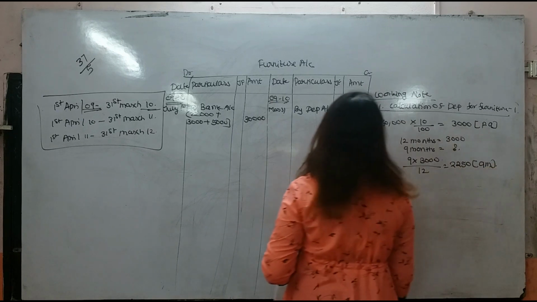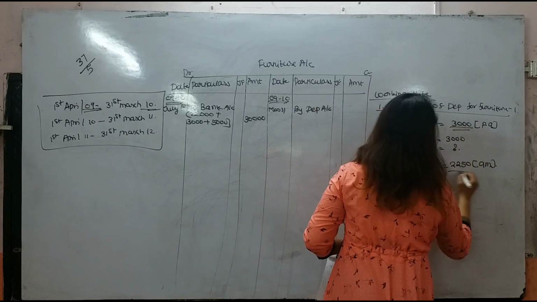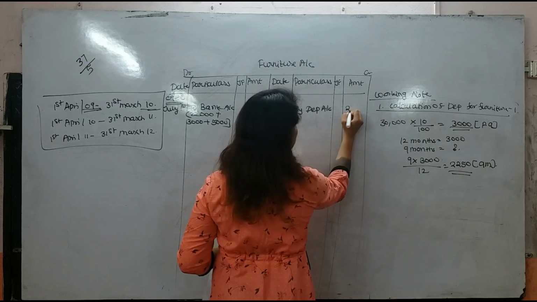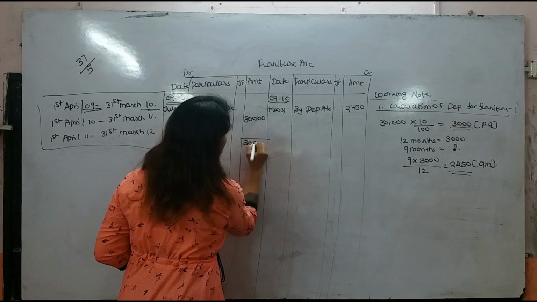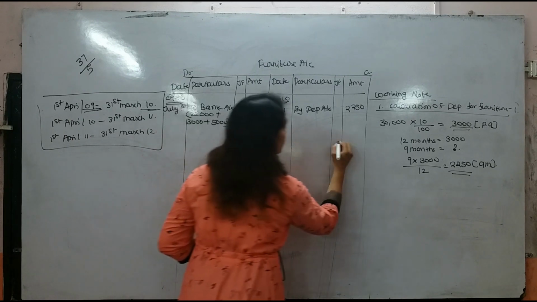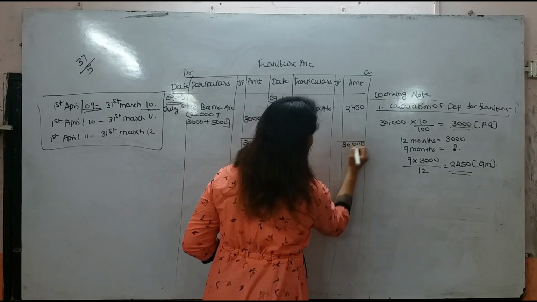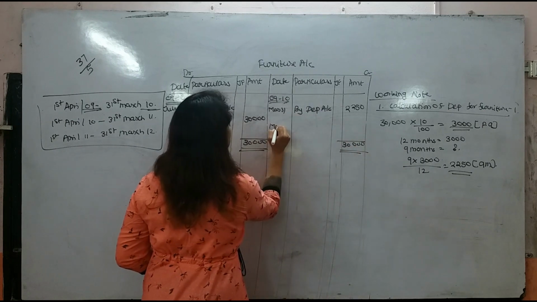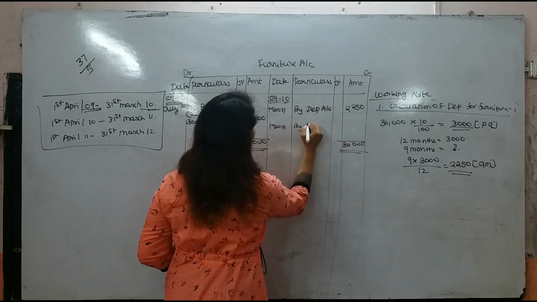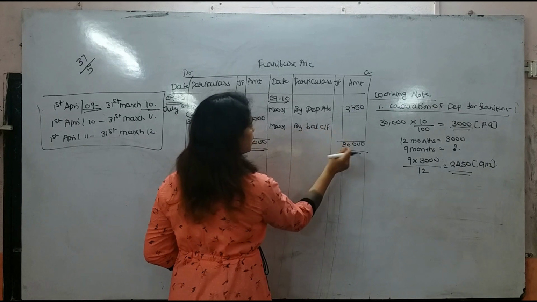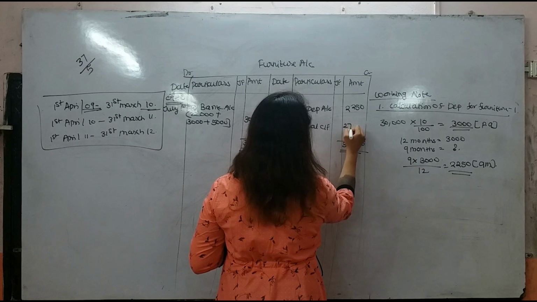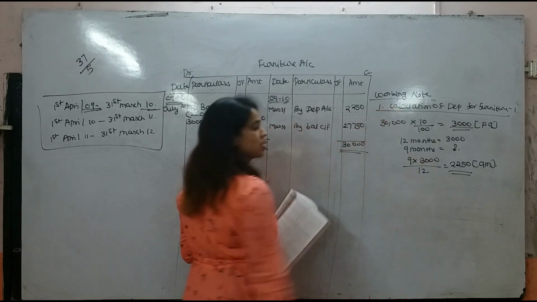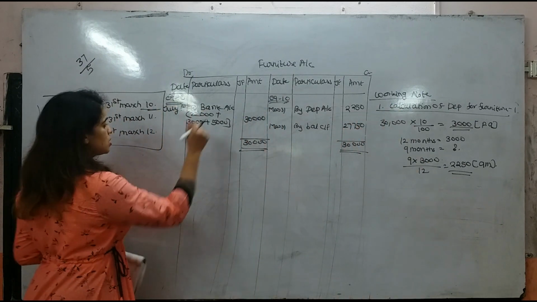For how many months? For 9 months. Okay. See, here I will write 2,250. That's it students. So 30,000, here also I will write 30,000. On March 31st, the value of that furniture will become 30,000 minus 2,250, the value will become 27,750. Right? First year is done.